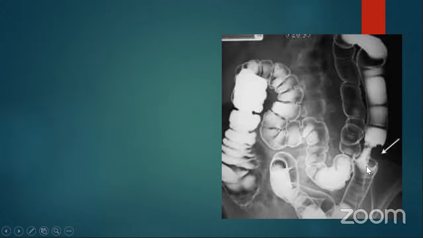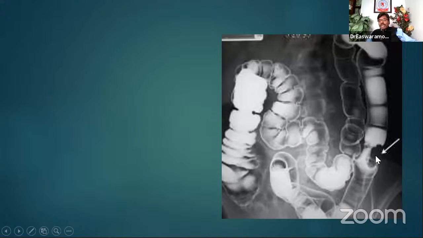Okay, so it is the descending colon, and the size, I mean, for you it is difficult, but you always know the size of the vertebra. The length of the vertebra is about 4 centimeters. So this is about 3 centimeters. So a 3 centimeter irregular filling defect in one lateral wall of the descending colon. And what is the diagnosis?